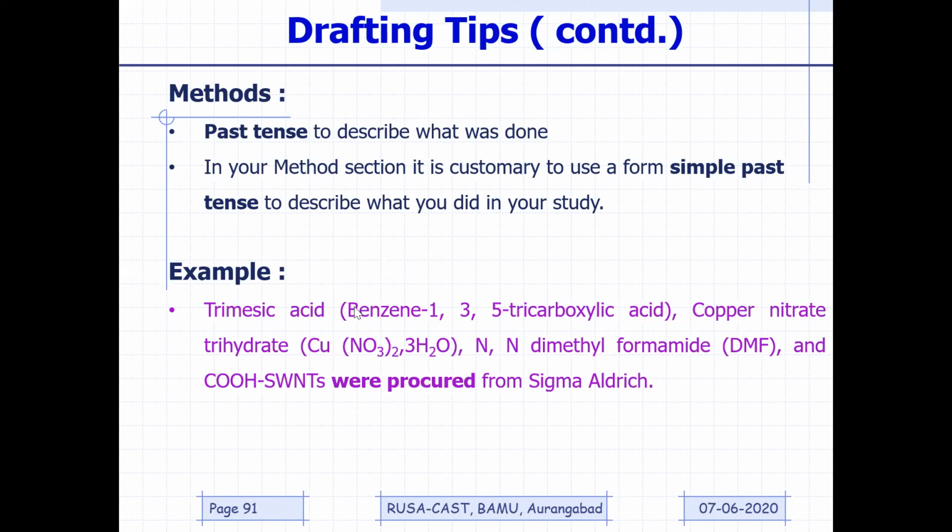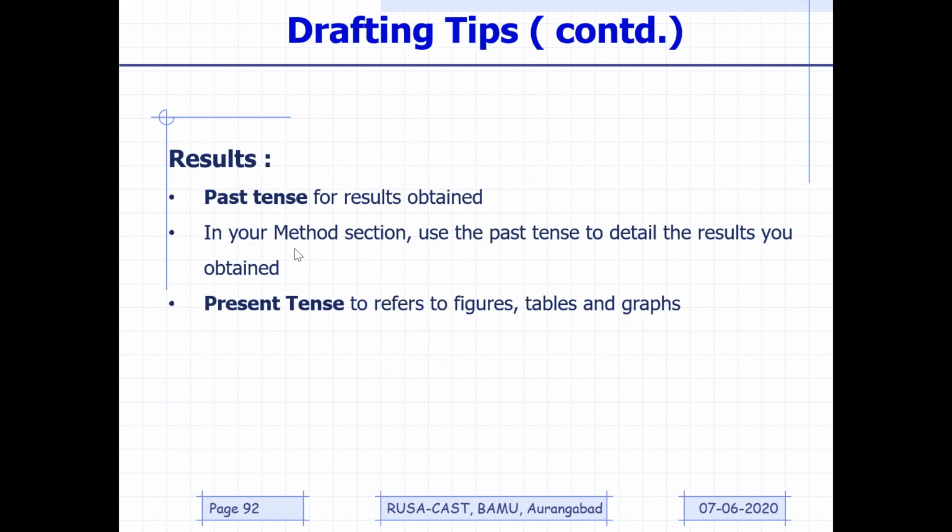This is in methods. I'm quoting one example of each, like this was procured from Sigma Aldrich. Then in results, we need to use past tense for the results which we have obtained. I mean past tense for results obtained. Use past tense to detail the results which you have obtained.